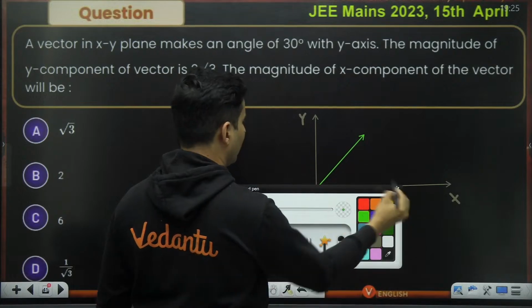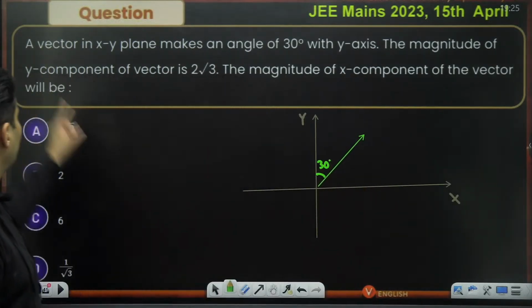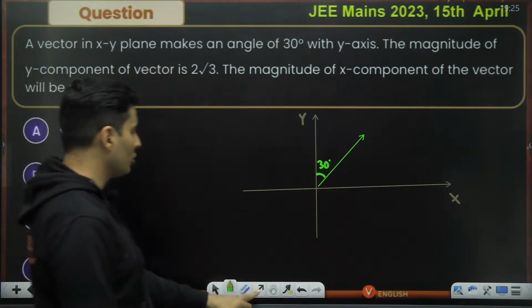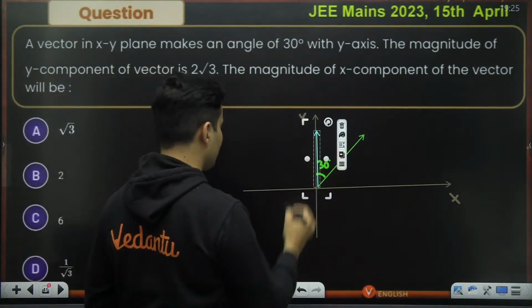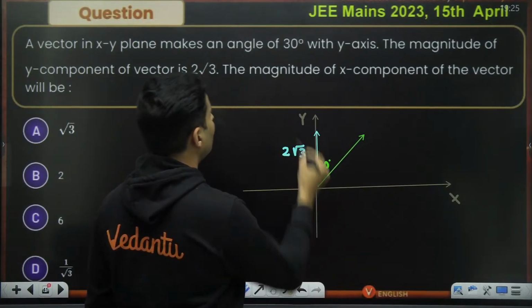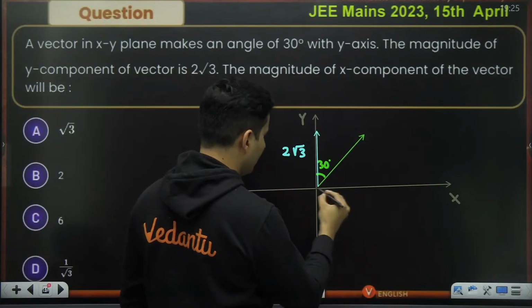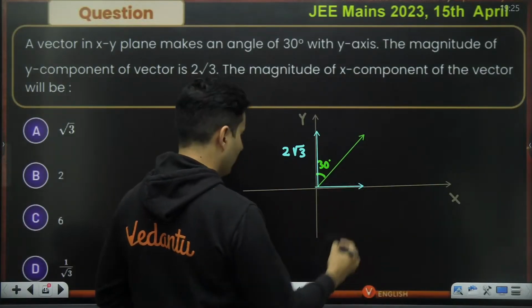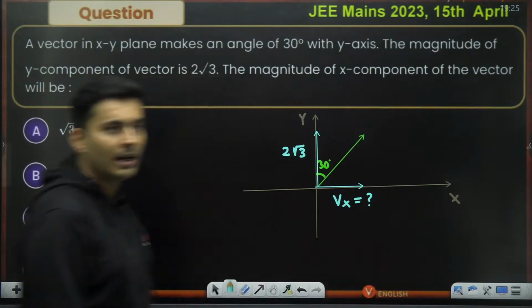The vector is making an angle of 30 degrees with the y-axis. The magnitude of the y component, that means this much, is 2 root 3. The question is, what is the magnitude of the x component? So the x component will be this one. This is your x component. They have asked how much the x component is.